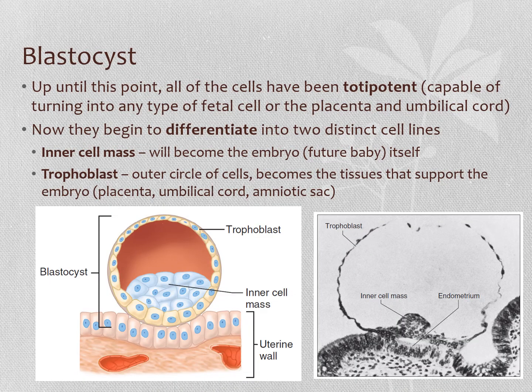So the reminder: up to this point, all of the cells have been totipotent, but now once we differentiate into trophoblast or inner cell mass, your fate is sealed. You're either going to become part of the placenta and its accessory structures or part of the embryo, or in the future, the baby itself.